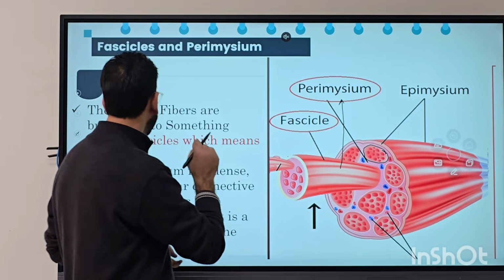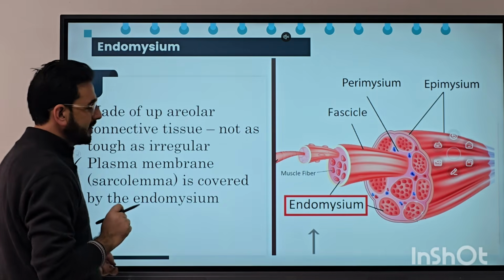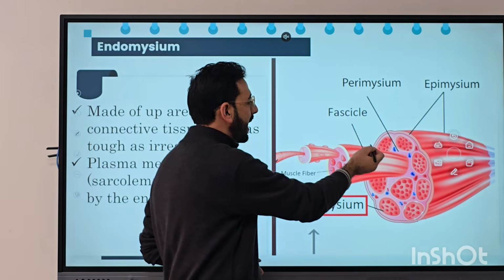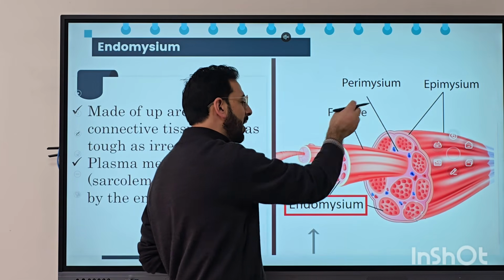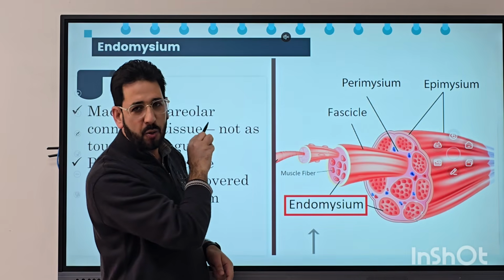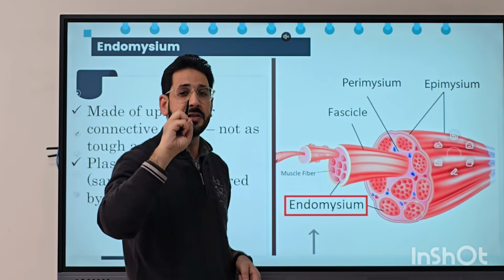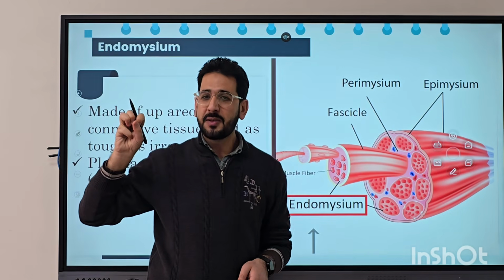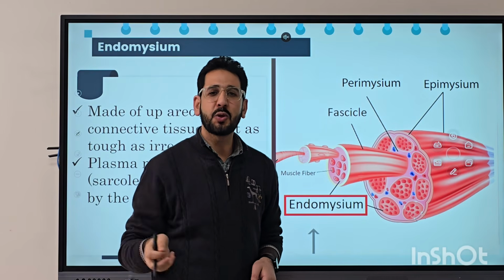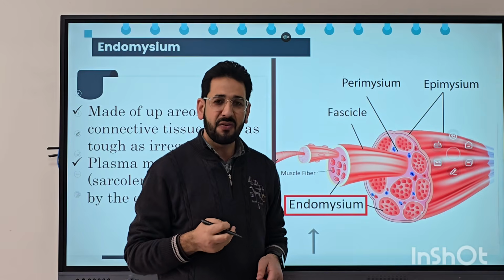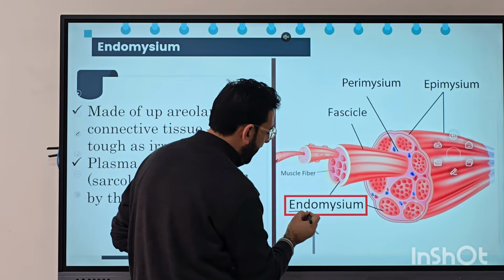Okay, now inside the fascicle, we have these muscle fibers. For example, this is a fascicle, and the fascicle is covered by a connective tissue layer that is called perimysium. Now we have pulled one muscle fiber out of this fascicle, because I've already told you that a fascicle is nothing but a bundle of muscle fibers. This muscle fiber also has a connective tissue layer surrounding it, and that connective tissue layer is called endomysium.